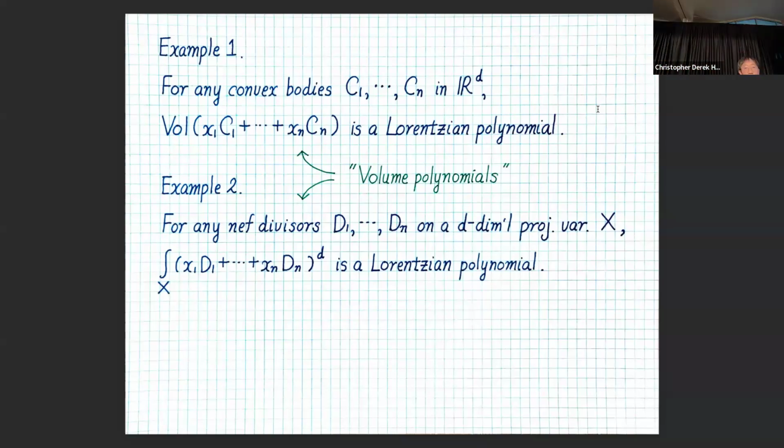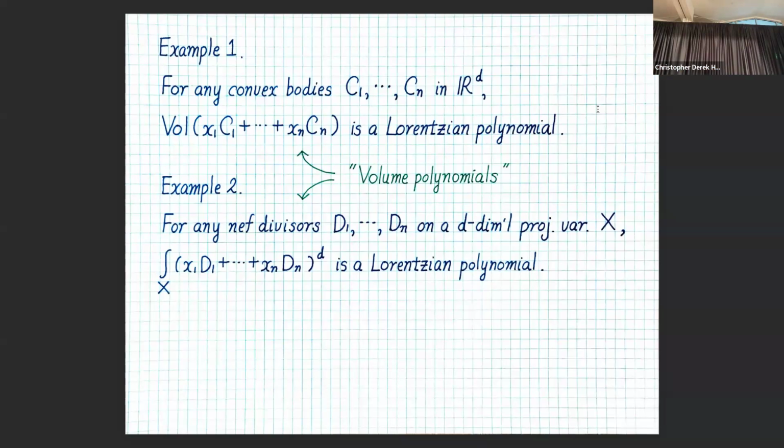The second example comes from algebraic geometry. Let's say you have a d-dimensional projective variety X over some field, and you have nef divisors D1 to Dn. And you play a very similar game. This time, you take a general linear combination, say with non-negative coefficients, of the Di's, and take the self-intersection of it and integrate it to turn it into a number.